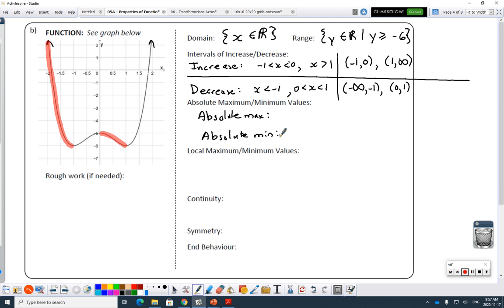Absolute max, absolute min. Does it have an absolute max? No, there's no highest point here. We don't say absolute max at infinity. That's not a number. It's not something we can quantify like that. Absolute min, yes, there are some absolute mins here.